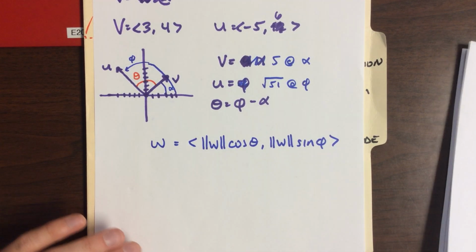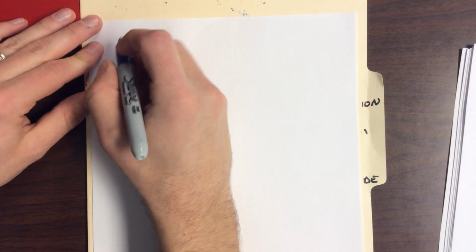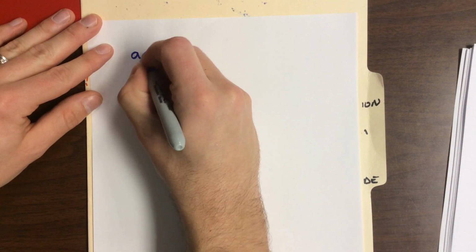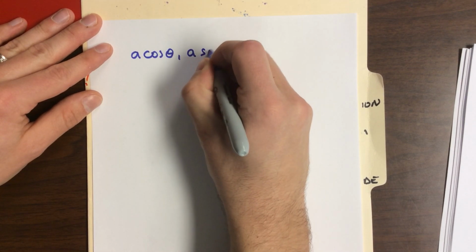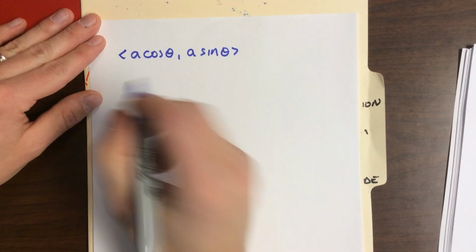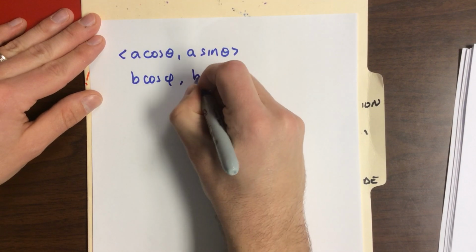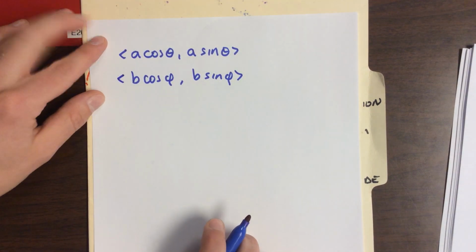If we take two vectors, let's say we have a cosine theta, a sine theta is our first vector, and we have b cosine phi, b sine phi is our second vector.